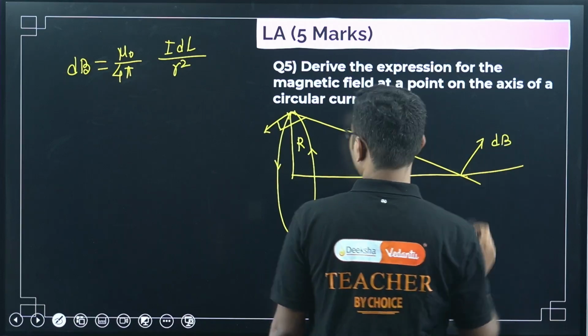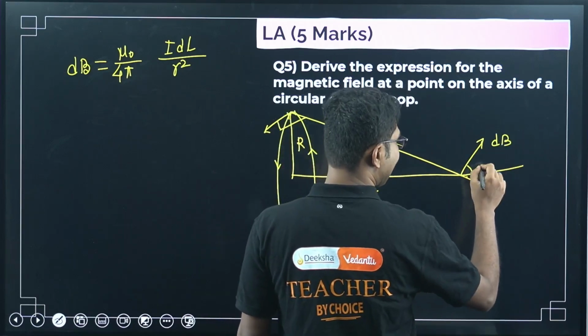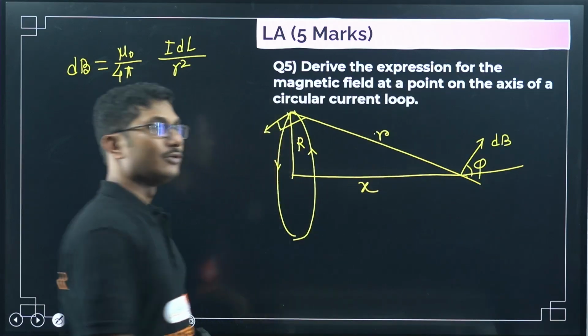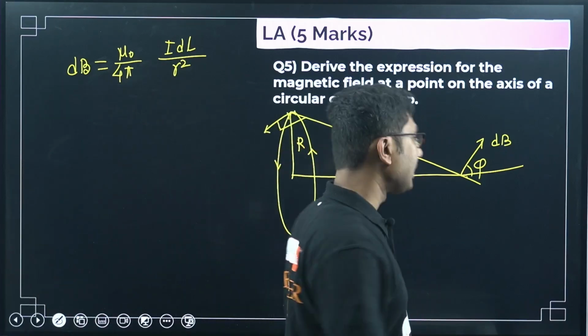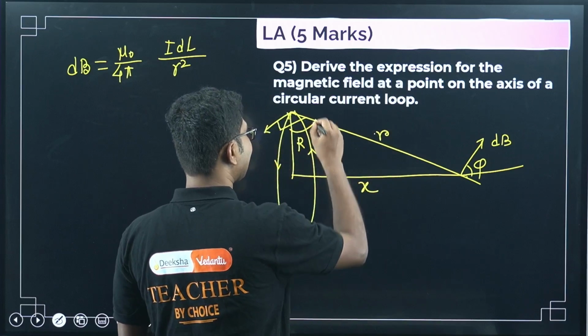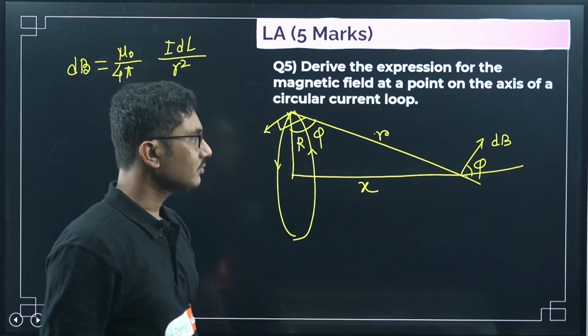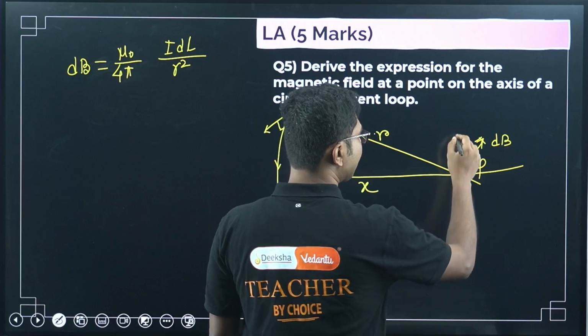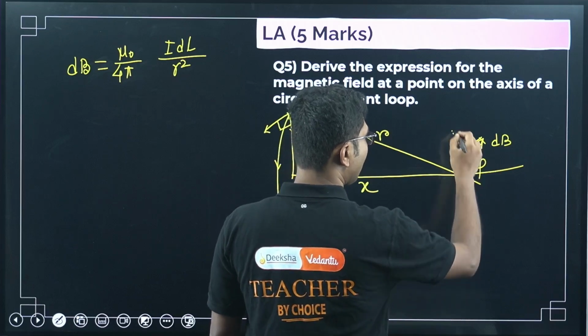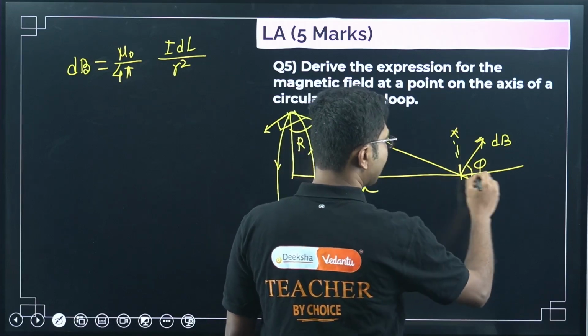Okay, if this angle is theta, this angle is say phi, because theta we use for the angle in Biot-Savart's law, so we are using phi here, then this angle will also be phi. Now for this point you will get a dB here. So you can take two components, one component along the y-axis, one component along the x-axis.